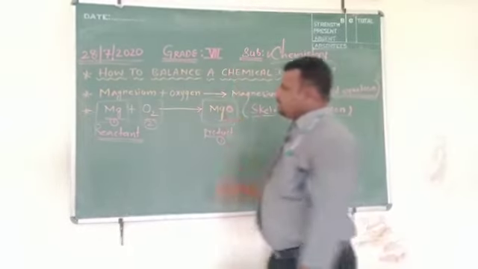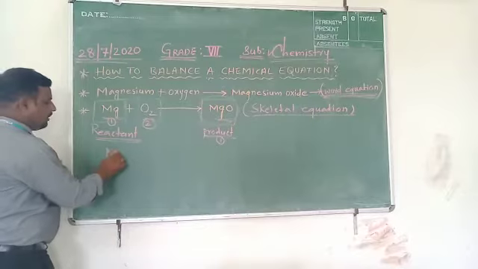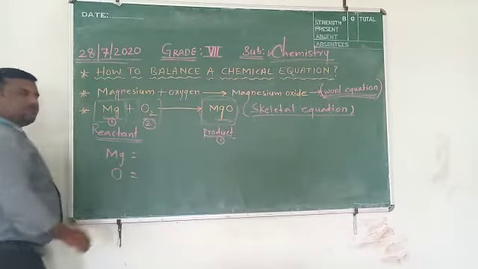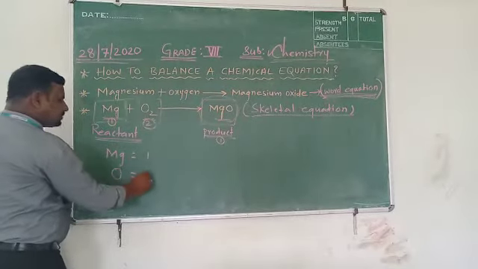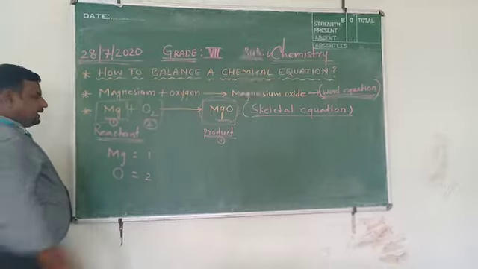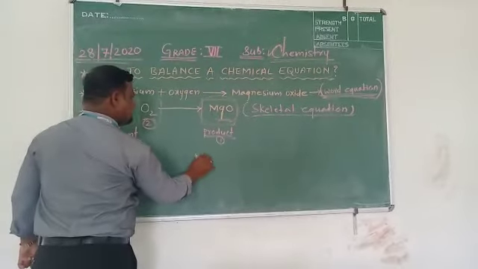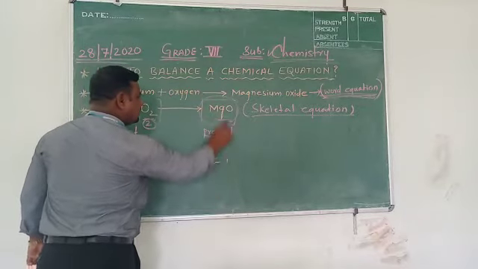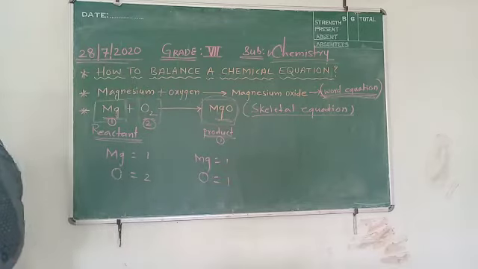Can you see if this given equation is balanced? On the reactant side, what do we have? Magnesium we have. Then oxygen we have. So the number of magnesium atoms is 1, and the number of oxygen atoms is 2. This is about the reactant side. Now come to the product side. On the product side also we have magnesium. How many magnesium? 1. Number of oxygen? 1. So is it balanced? No.